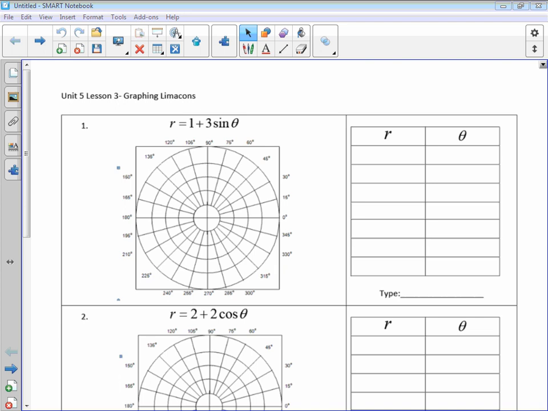The packet you got before break had the calendar on it. This is just like the extra stuff in this unit. So today we are doing limacons.